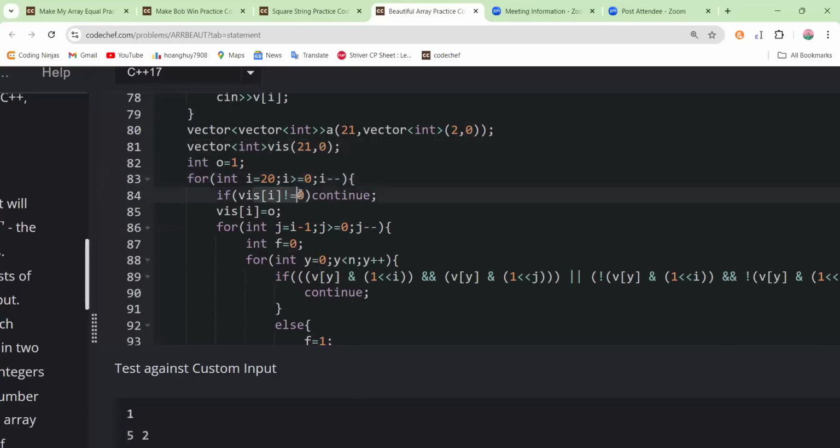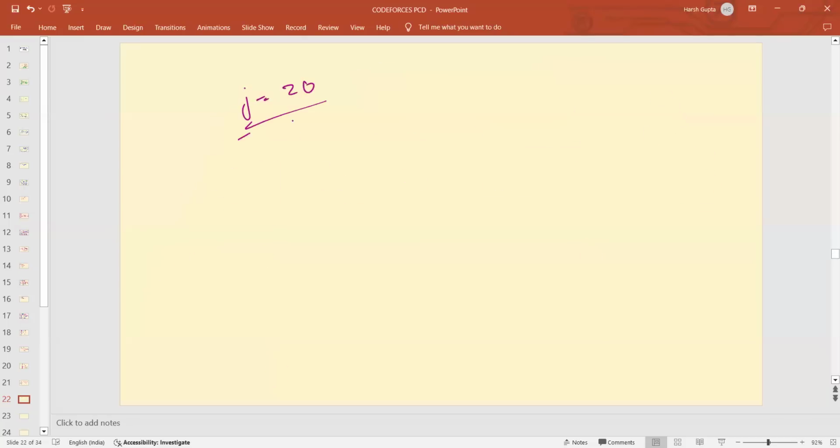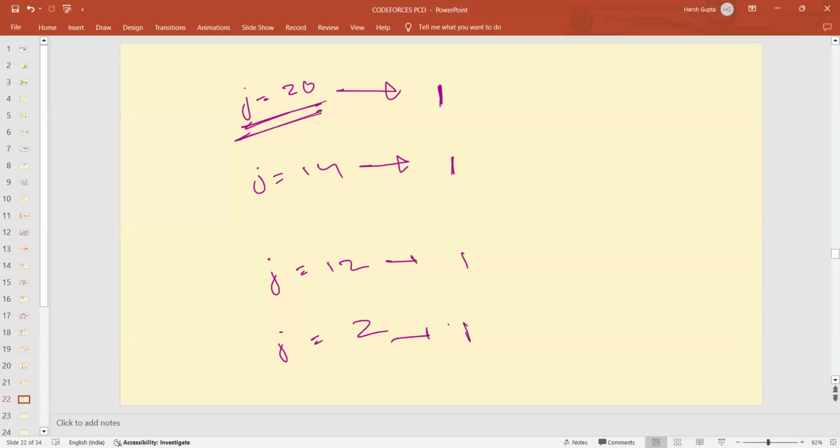So if visited of i is not equal to 0, what does this mean? This means that this particular bit already has an equal configuration with some earlier bit positions. So for this, I don't need to traverse. Let's see, if I am at j equals 20, and let's suppose index 14, index 12, and index 2 also have the same configuration as that of 20. And let's suppose for 20, I was assigning it value 1. So what will I do? I will assign value 1 to 14 as well, 12 as well, and 2 as well.